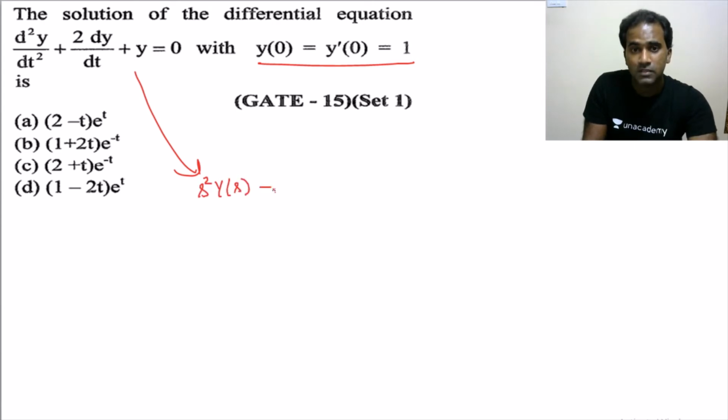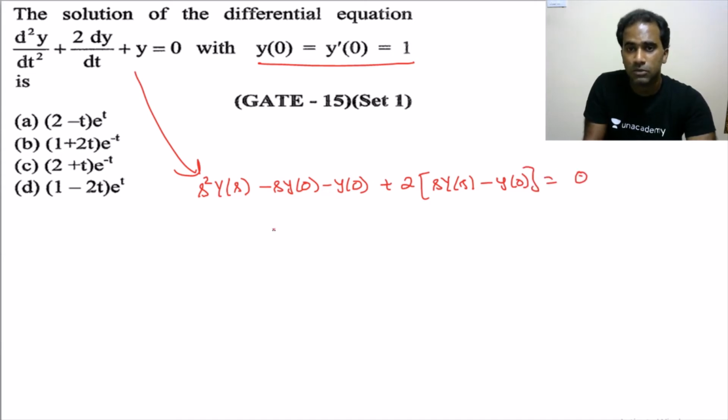s square Y of s minus s into y of 0 minus y dash of 0, plus 2 into s Y of s minus y of 0, is equal to 0. Laplace transform of 0 is 0 only. Now if you take Y of s common, it will be s square plus 2s. One second, I forgot to write this term, the Laplace transform of y, Y of s, is equal to 0. So Y of s, if you take common, s square plus 2s plus 1, is equal to, let me substitute.